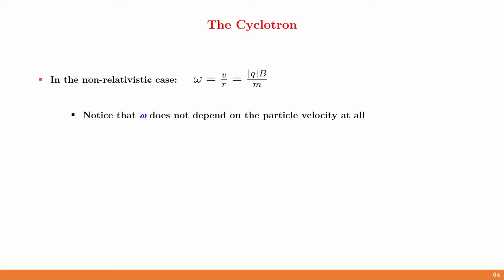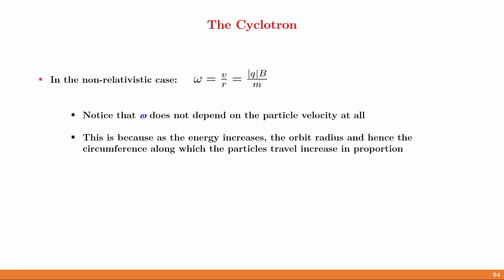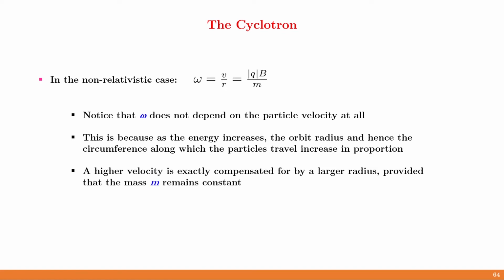Notice that omega does not depend on the particle velocity at all. This is because as the energy increases, the orbit radius and hence the circumference along which the particles travel increase in proportion. A higher velocity is exactly compensated for by a larger radius, provided that the mass m remains constant. And this condition is of course only satisfied for non-relativistic particles.